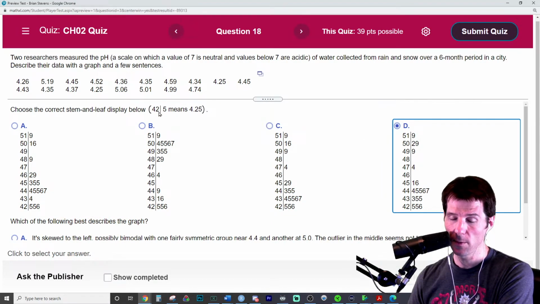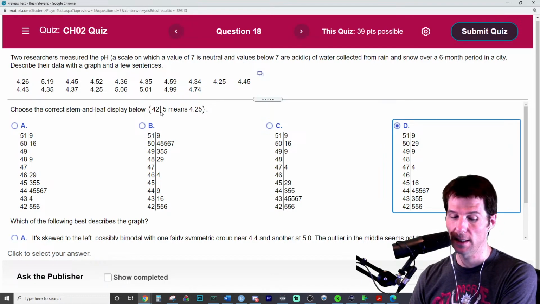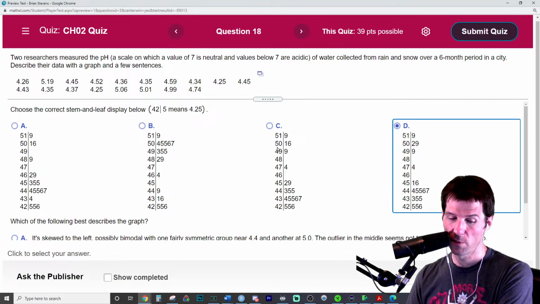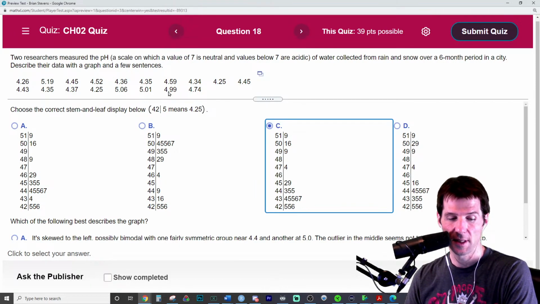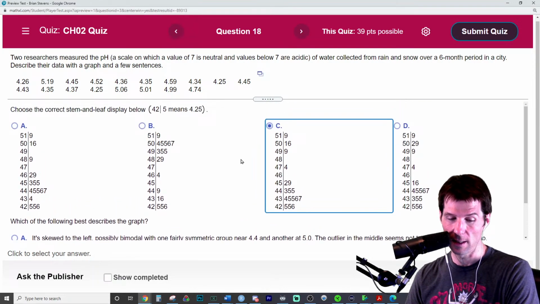Remember, we have to read the key when we look at a stem and leaf. And so C and D are the possible answers. So if we see 51 up or 5.01, which we do, boom, the answer is C. Wow. Thank you, Owen Wilson. 5.01 is 50.1, and we should see 5.06 just to confirm. Where you at? There you are. So that does confirm it is C.